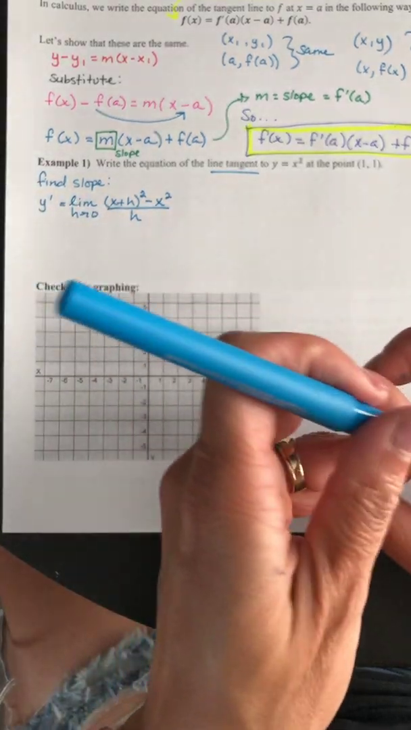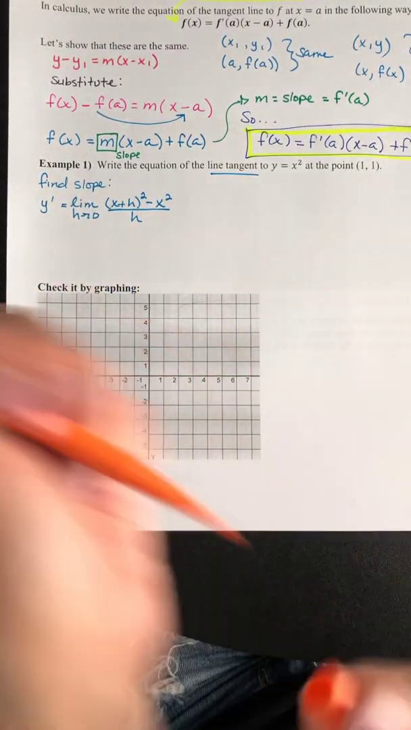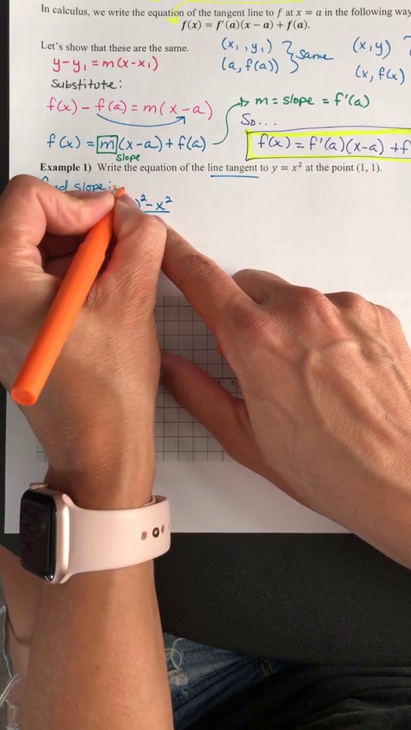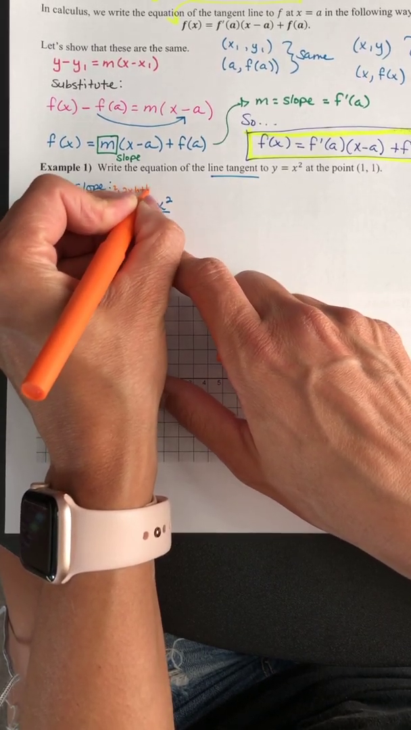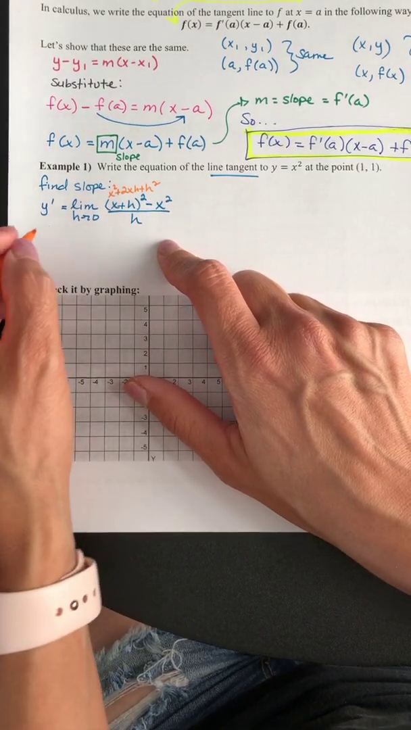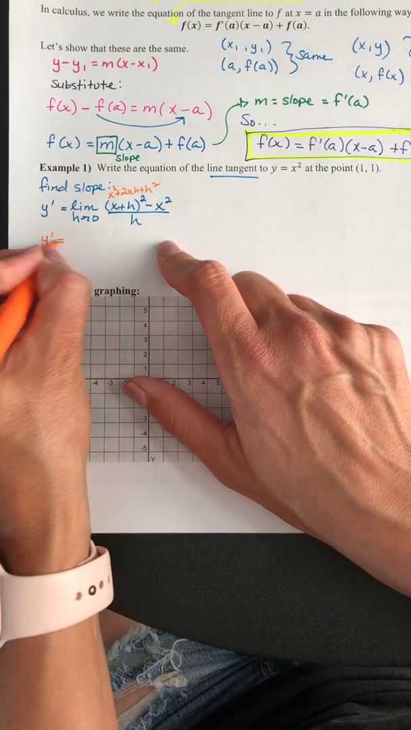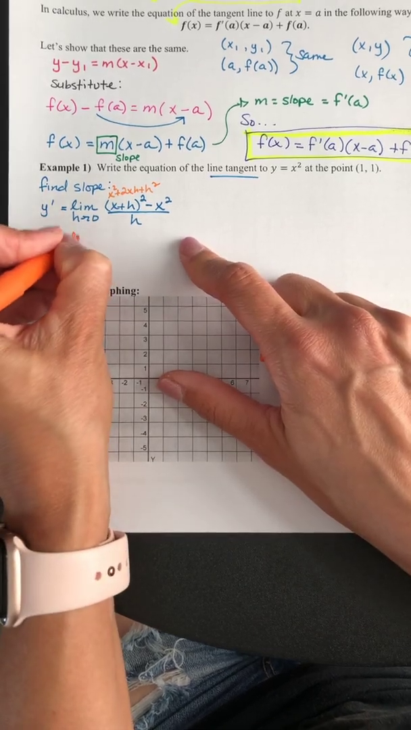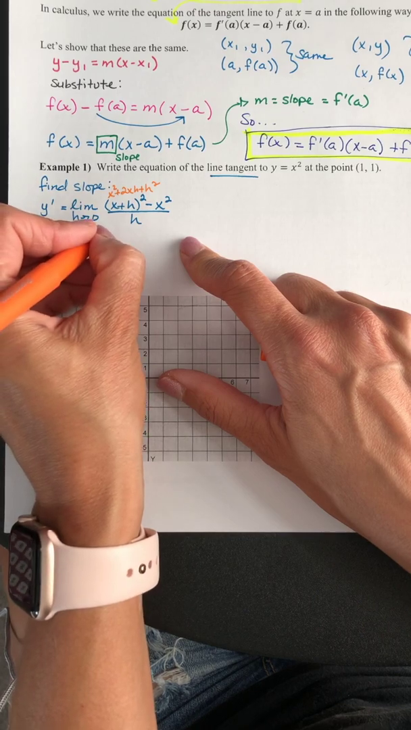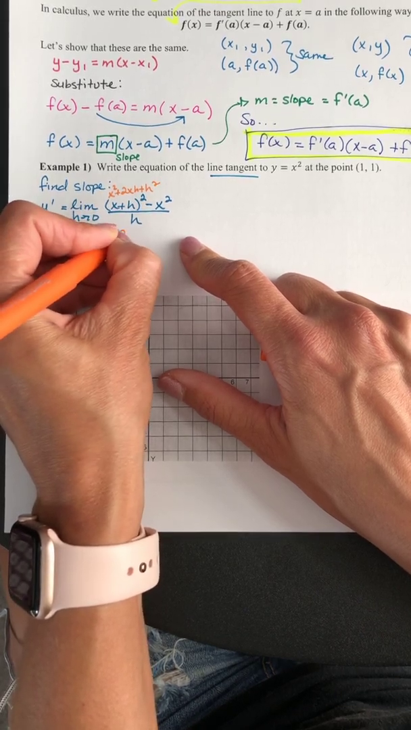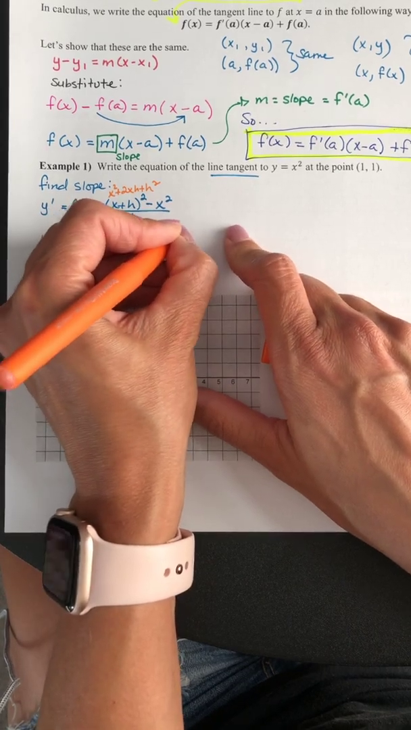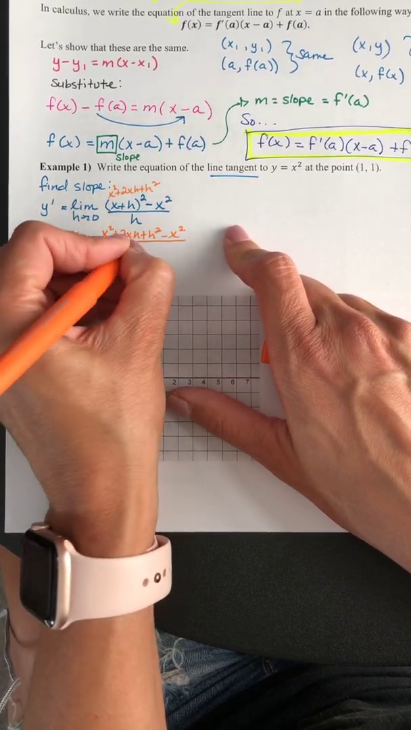Okay. And then in the next step, I know that x plus h quantity squared multiplies out to x squared plus 2xh plus h squared. Okay, so let's rewrite this. So this will be y prime equals the limit as h approaches 0 of x squared plus 2xh plus h squared minus x squared all over h.